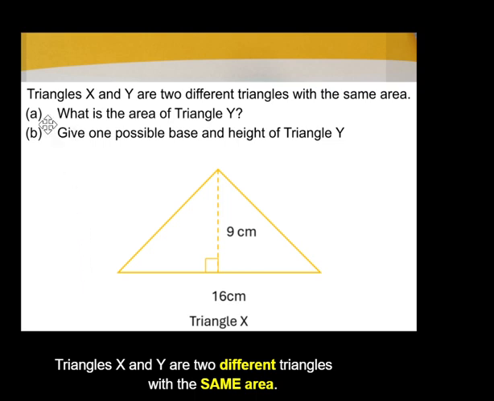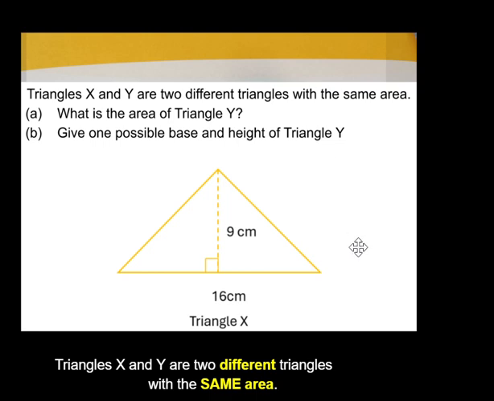Okay, so in this question, they say they got two triangles. One is called triangle X and the other one is called triangle Y, but there's only one diagram here. If we focus on triangle X, triangle Y is not appearing in this question because they ask you to give one possible base and height of triangle Y.